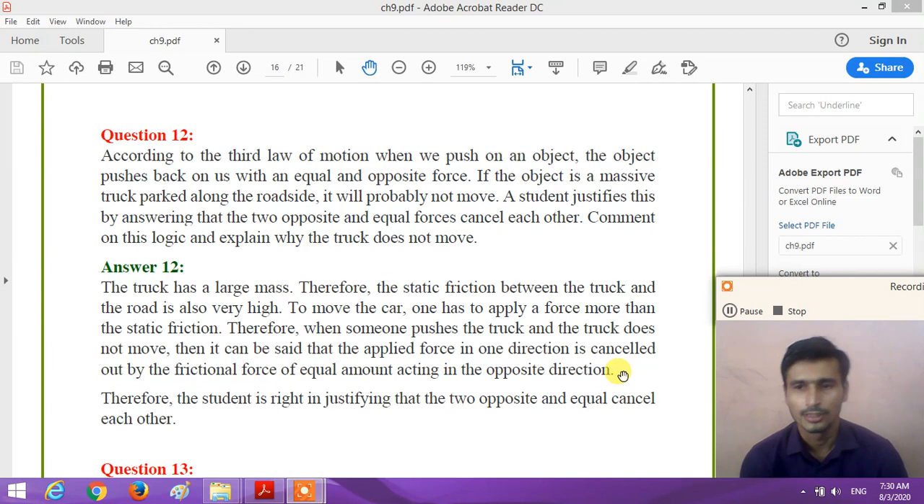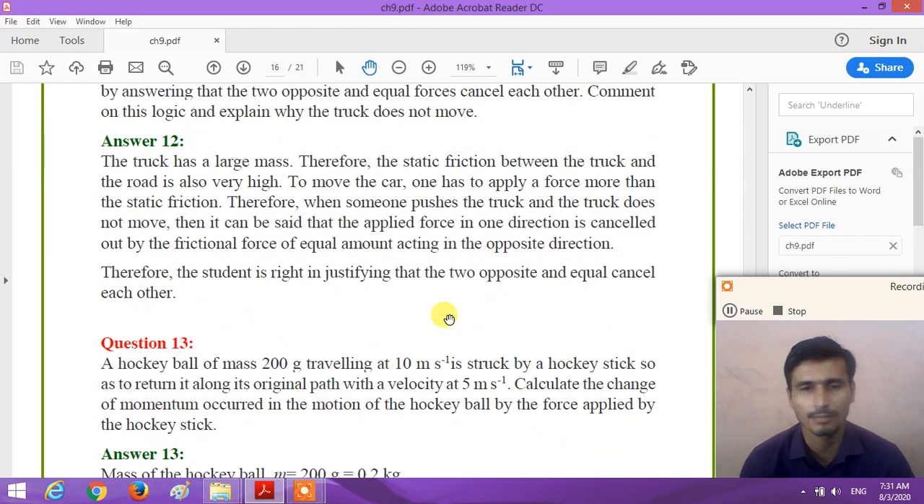And dear student, static friction is a force which opposes the motion of the object. So we can say that when we apply a force in one direction, the friction force is exerted in the opposite direction, which is an equal amount to the applied force. So dear student, both the forces are equal and opposite, and cancel the effect of each other. So dear student, the truck does not move, right? So now question number 13.